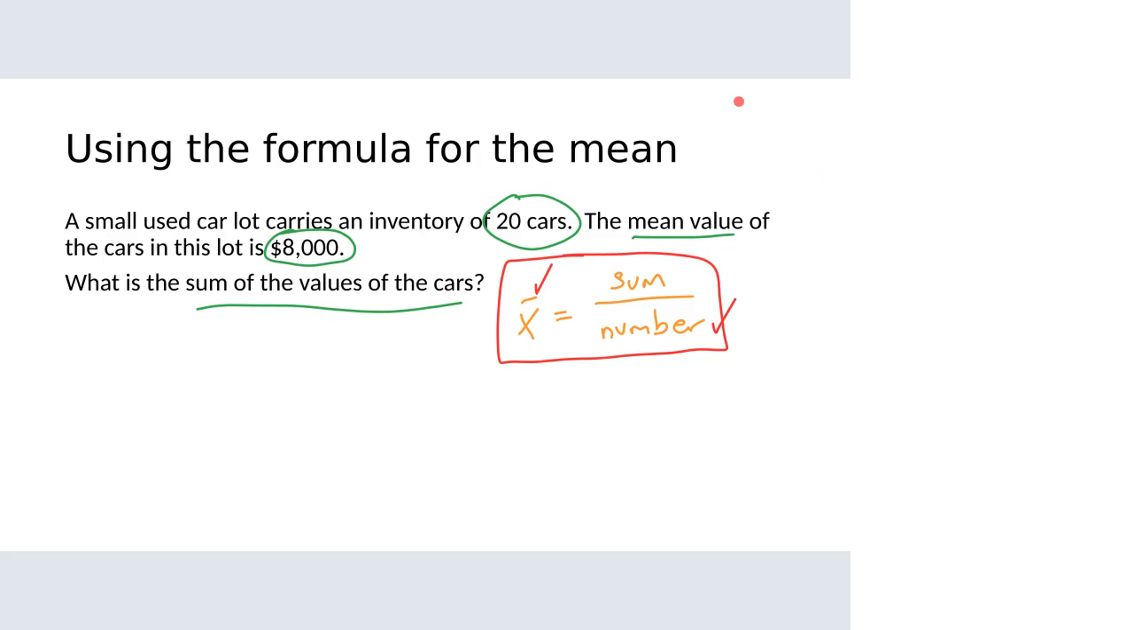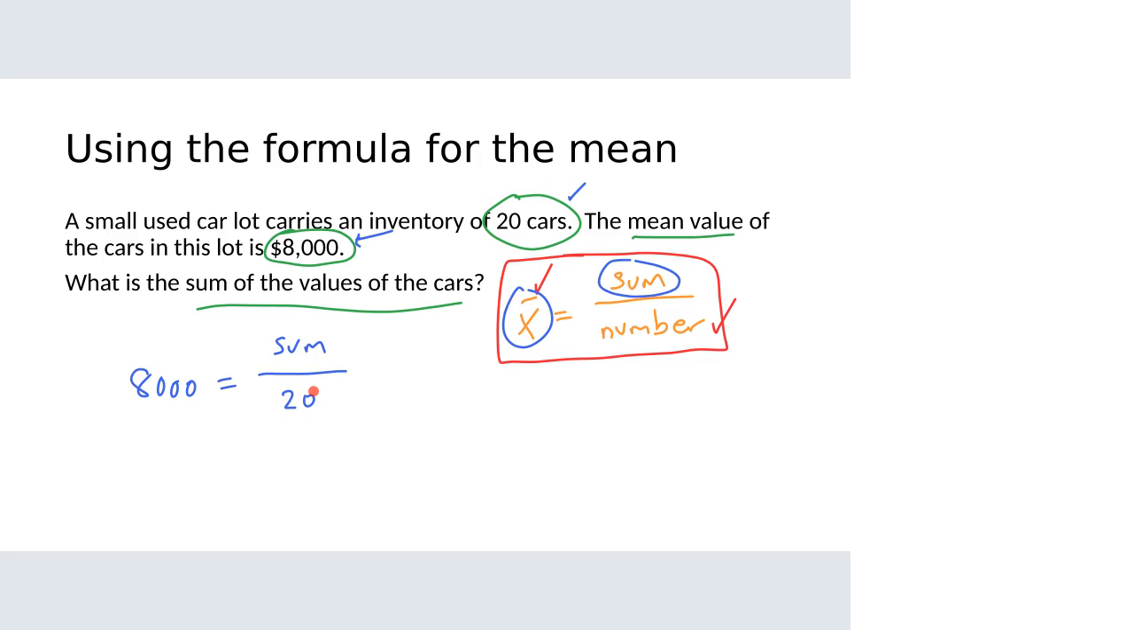So let's see. Putting that formula to work, the mean value was 8,000, so I'll put 8,000 in for the mean. The sum of the values of the cars, that's the thing I don't know, so we'll put that up here. And then the number of cars I was told is 20, so I'll put 20 down here. And now I've gone from something that reads like this might be kind of complicated, I'm not really sure what to do here.